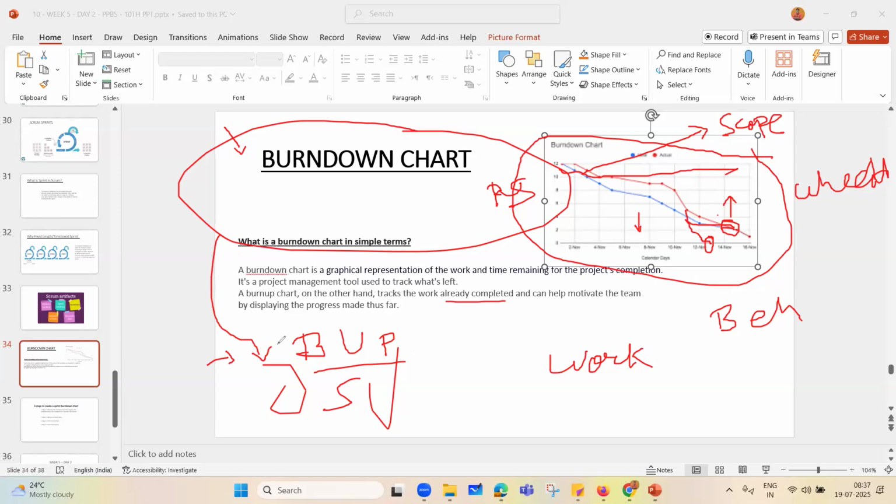When do you think? Daily. Week. You can use it daily. And at team level you can discuss.